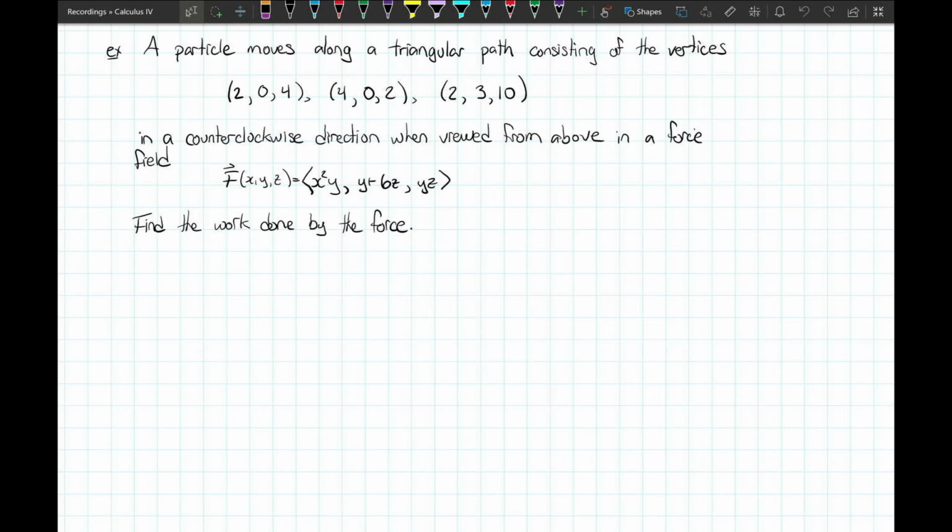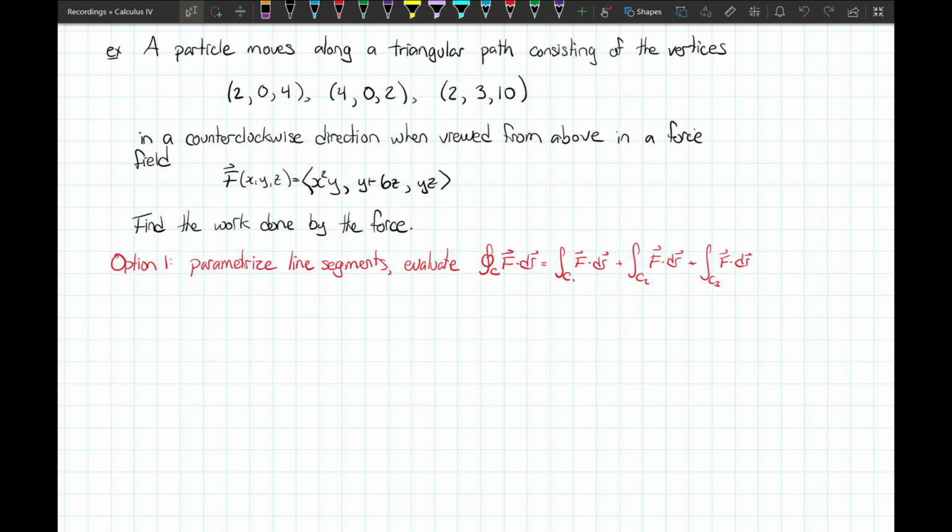Now we have a force field here, (x squared y, y plus 6z, yz), and let's see how much work is done by that force to move this particle around that path. Now, of course, the first option is just calculating work in the conventional sense, where we look at the line integral of that force field over the closed path.